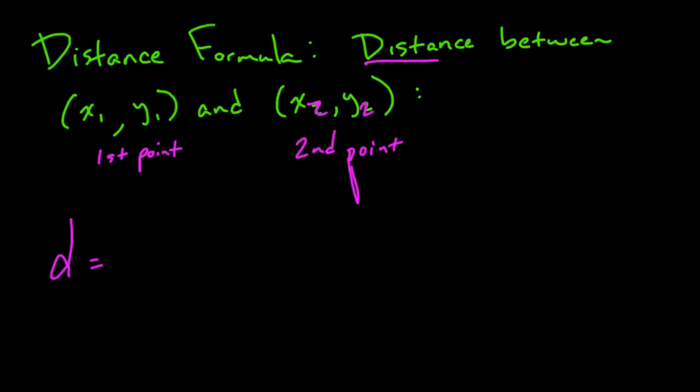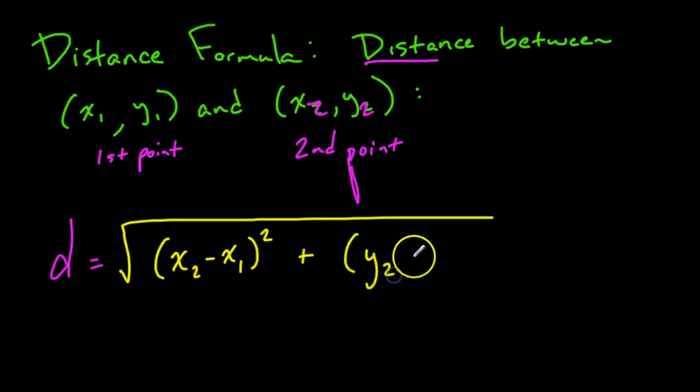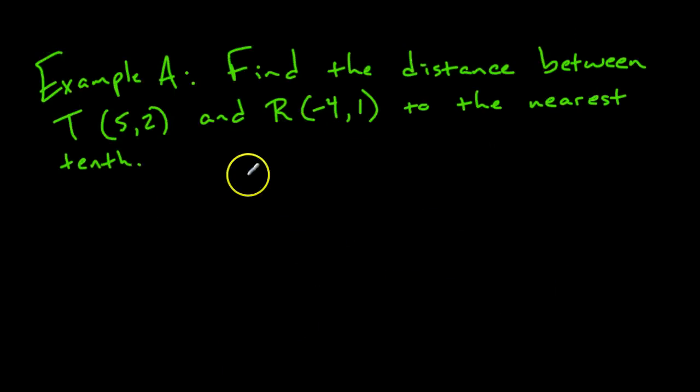It's going to be d equals distance equals the square root of x2 minus x1, so the difference of the x values, plus the difference of the y values, and we're going to take both those differences and square them. Okay. Put a big huge star next to this, guys. This will be incredibly important.